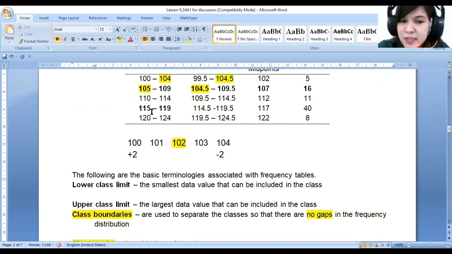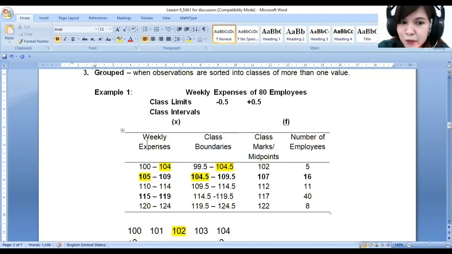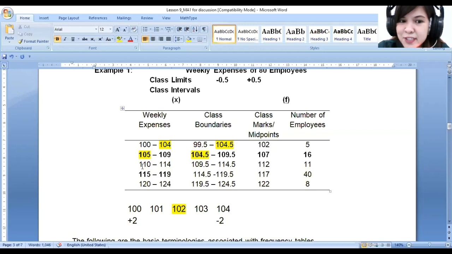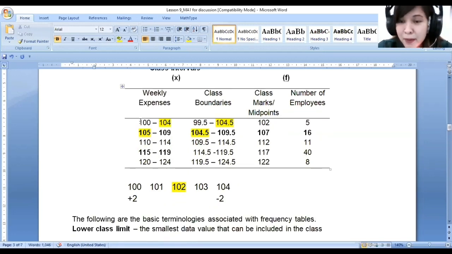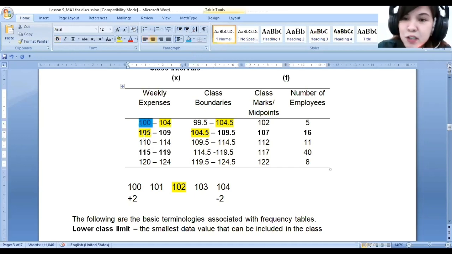So, kung ito yung class limit natin, yung ating first column, let's take for example, yung magkasunod na pababa. Example, itong 100. Yan. Gawin ko siyang blue, highlighted. Tapos yung kasunod niya sa baba, 105. So, anong pagitan nila? So, ang difference nila ay 5. So, yun ang class width. Naintindihan na? O, another thing.